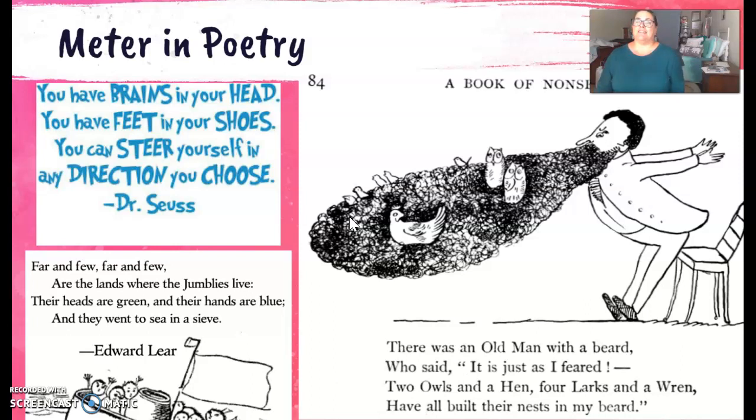There was an old man with a beard who said, it is just as I feared. 2 owls and a hen, 4 larks and a wren have all built their nests in my beard.